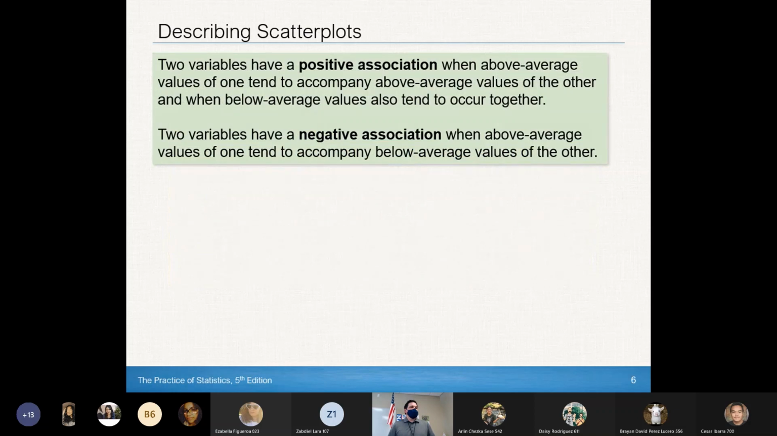Two variables have a positive association when above average values of one tend to accompany above average values of the other, and when below average values also tend to occur together. Two variables have a negative association when above average values of one tend to accompany below average values of the other.